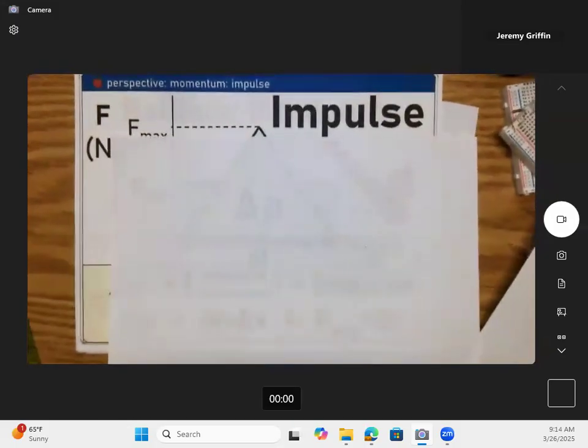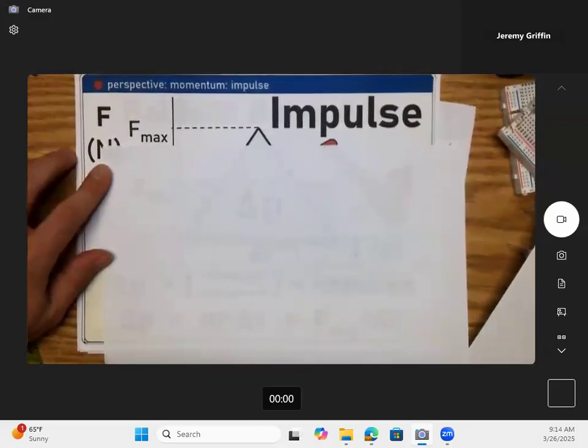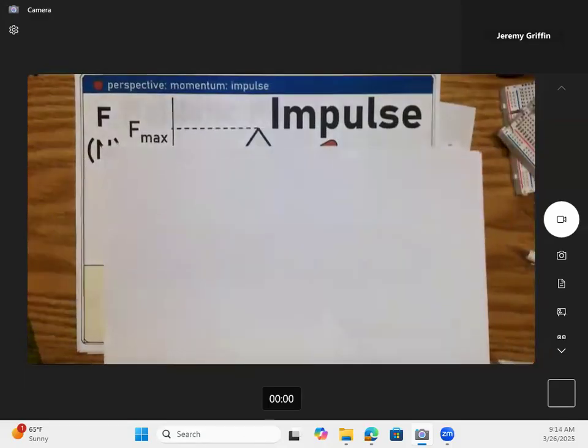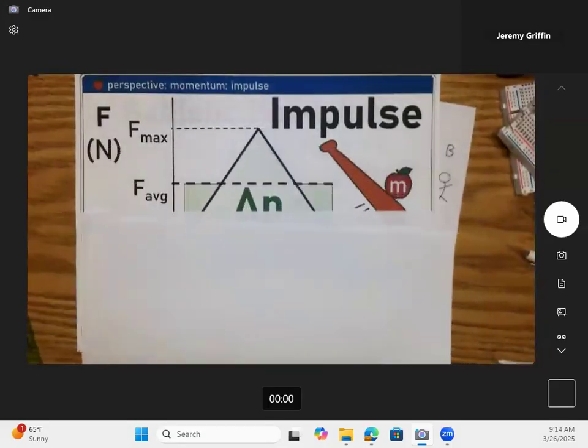Impulse. Guys, I got a graph here, which is force versus something. If it's an impulse graph, it's going to be force versus what? Force versus time.